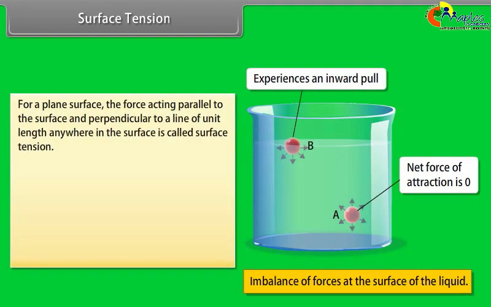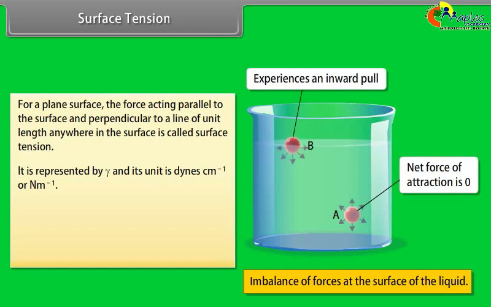For a plane surface, the force acting parallel to the surface and perpendicular to a line of unit length anywhere in the surface is called surface tension. It is represented by gamma and its unit is dynes per centimeter or Newton per meter.